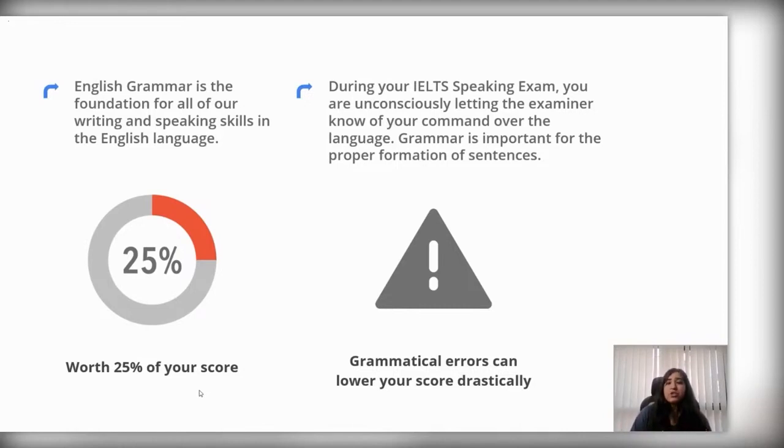Besides grammatical range and accuracy, you're also scored on pronunciation and your lexical range. All right, so those kinds of things. So this is worth 25% of your score, which is why it's equally important to focus on. Okay, and as we just talked about scoring, grammatical errors can lower your score drastically. So don't be afraid. It's something that can be worked on, but you need to know why grammar is important. All right.